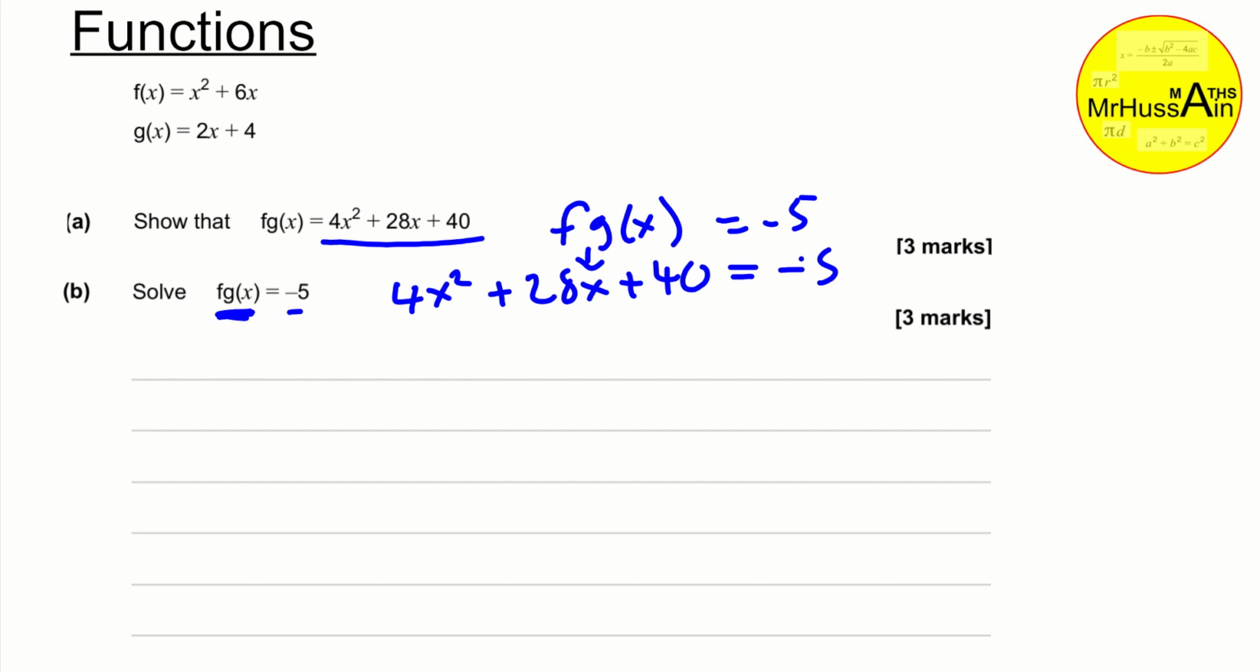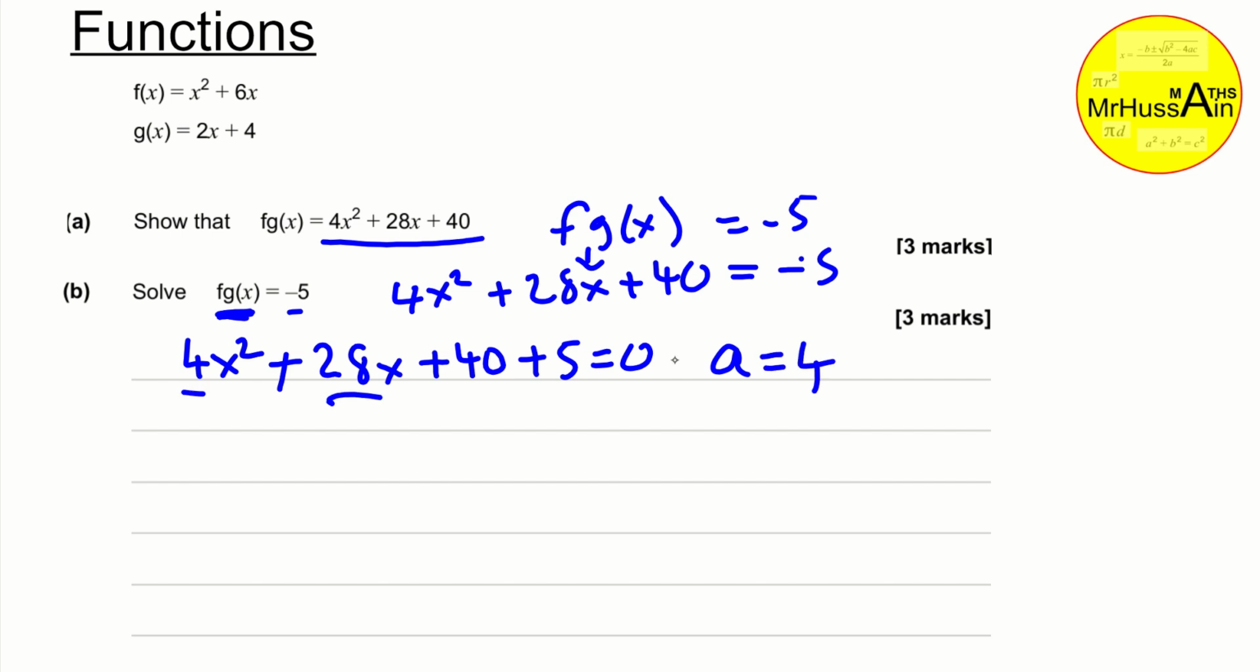You can see it's a quadratic equation, but quadratic equation must be equal to 0. So bring all of that, make it equal to 0. So you can see 40 plus 5 will be 45. So for quadratic equation, your a value will be 4, your b value will be 28, and your c value will be 45. You substitute, you look at your formula page if you've got one for the next couple of years.